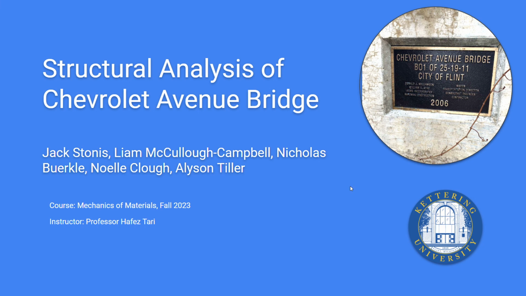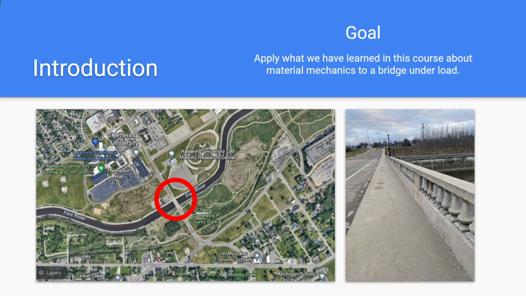A structural analysis of Chevrolet Avenue Bridge. The goal of this project is to apply what we have learned in this course about material mechanics to a bridge under load. We chose the Chevrolet Avenue Bridge because it's straight and flat, which brings our simplified model closer to a real-world representation. We came up with a maximum theoretical load case and calculated the stresses it would experience.